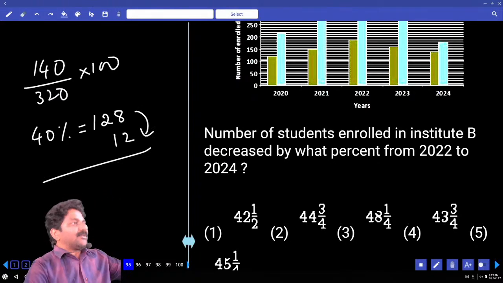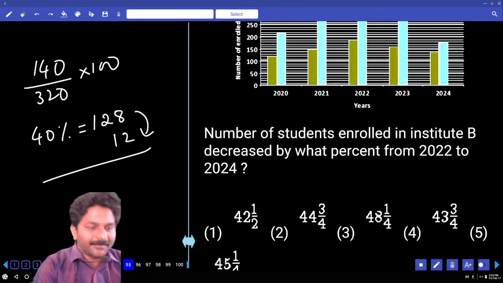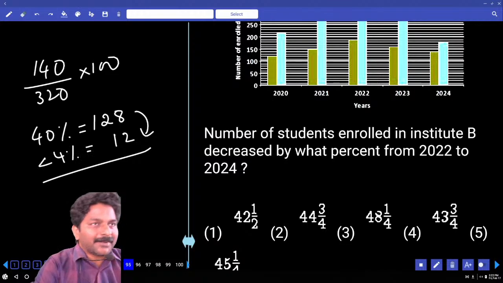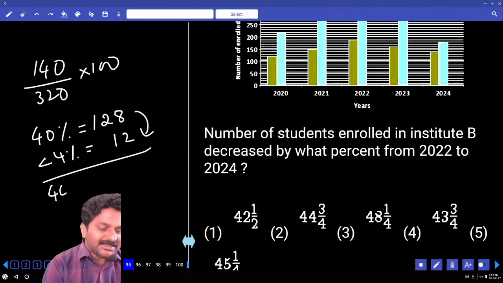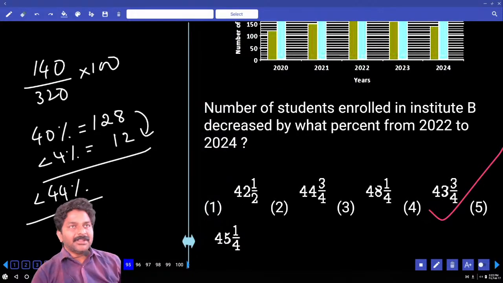which is approximately 10% of the numerator only. 10% of the numerator is 12.8, but you don't have to add 12.8. It should be a little bit less than that, correct? So this value is also very close to 4%, but less than that. That means the answer must be close to 44 but less than that. When you look at your options, 43 3 by 4.